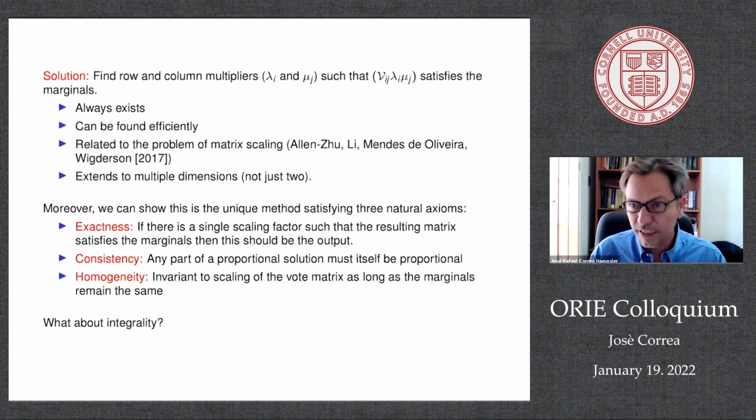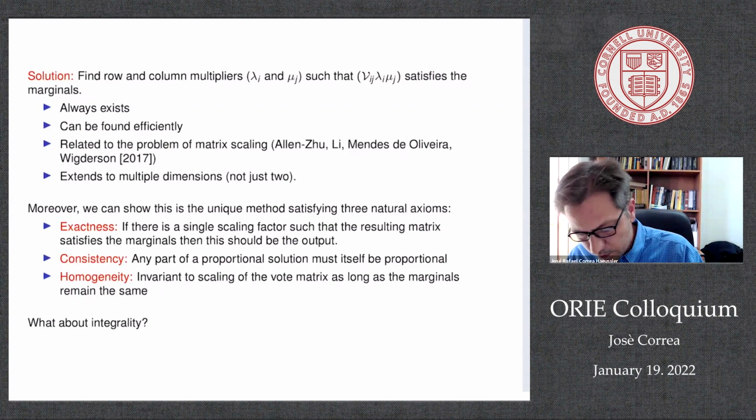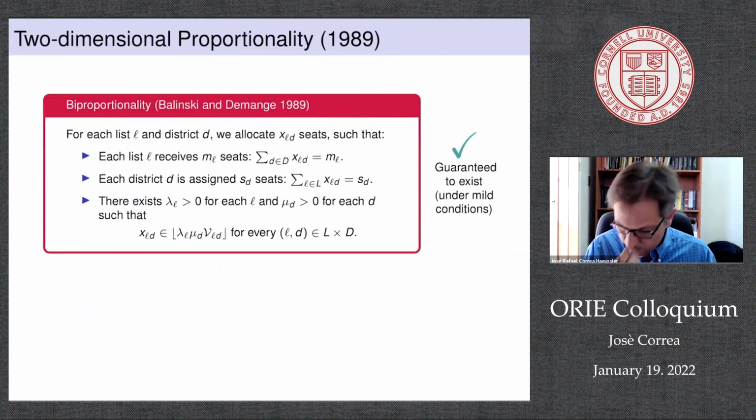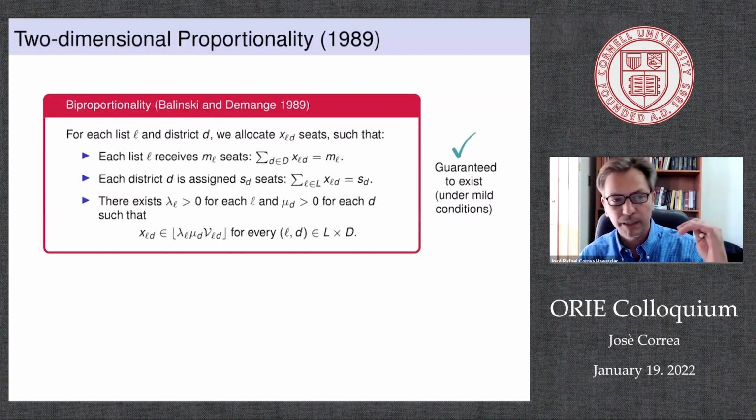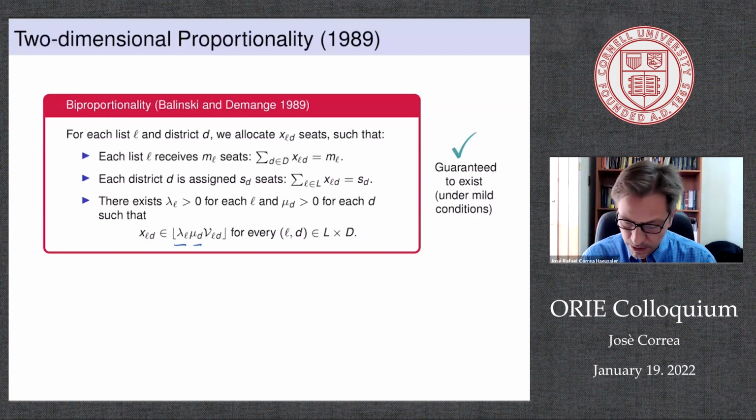But then, Oktay, now the question kicks in, and what about integrality? I didn't say anything about integrality. So in 2 dimensions, this was done by Balinski and Demange in the late 80s, and they proved that you can always find an allocation which is given by: you take the entry of the vote matrix, you multiply by a row and by a column multiplier, you round down, and your resulting matrix, which in this case is X, satisfies the marginals and it's integral. So it's guaranteed to exist under very mild conditions that I don't want to discuss here.